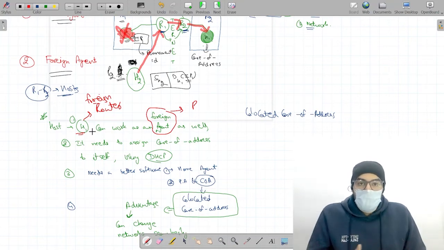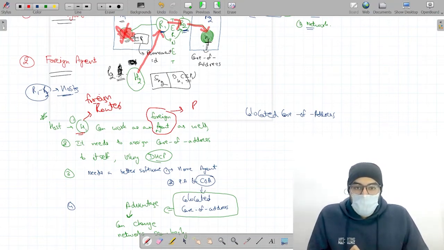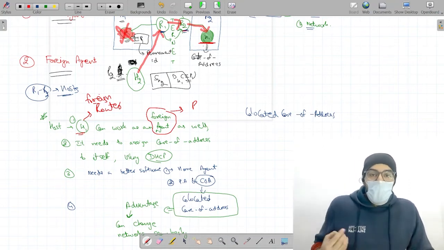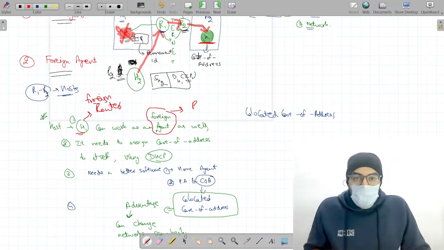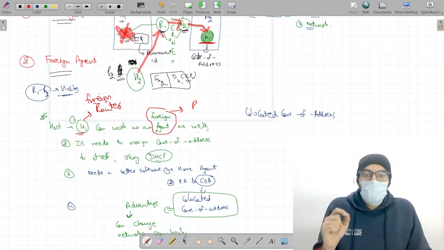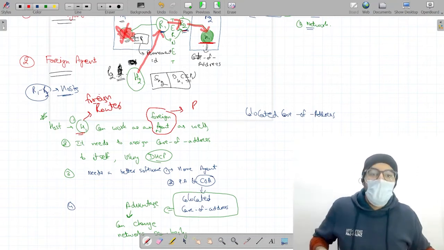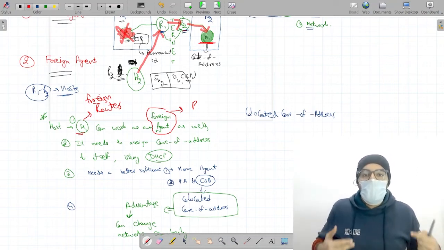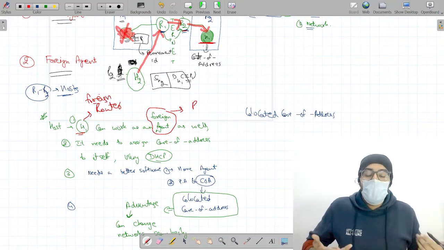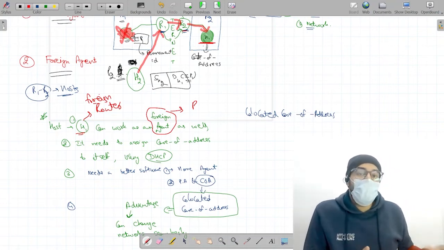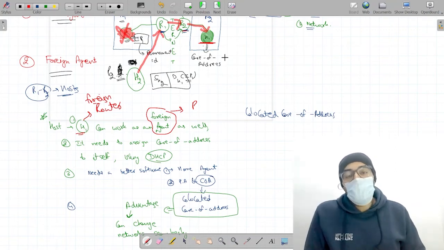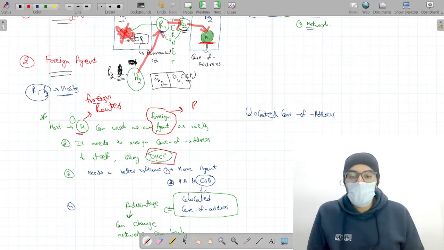The first thing is that since the host H1 is not going to get a care of address from the router R2, since it is itself acting as a foreign agent, it should have a care of address for itself from somewhere else. So it is going to assign itself the care of address using the DHCP way.